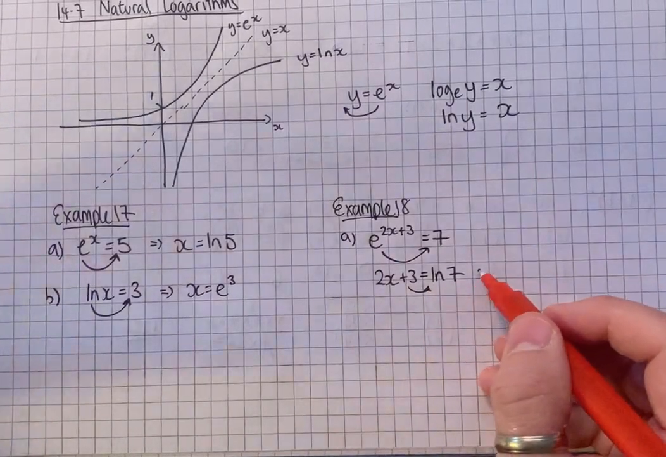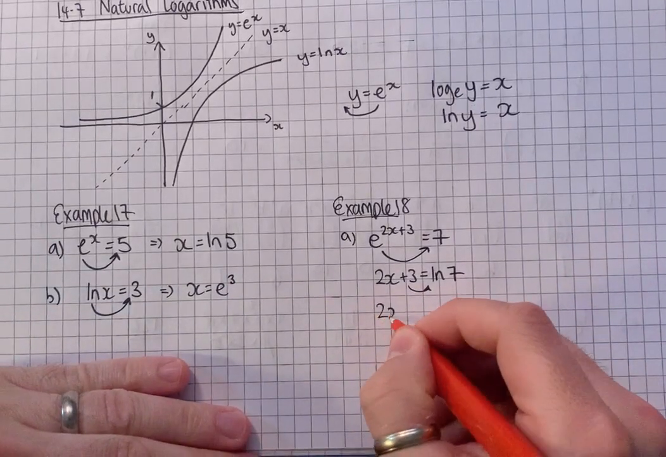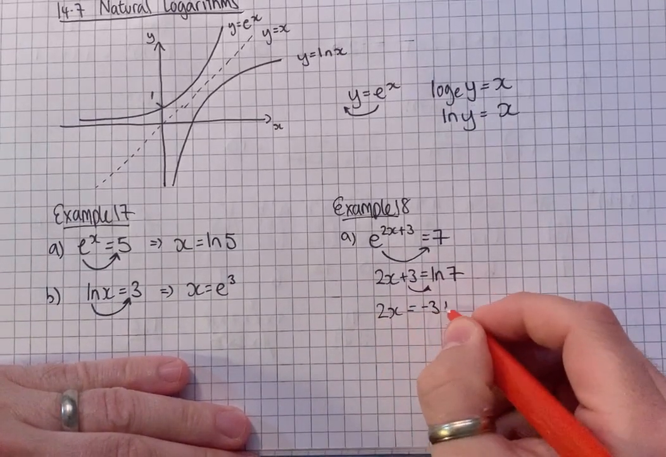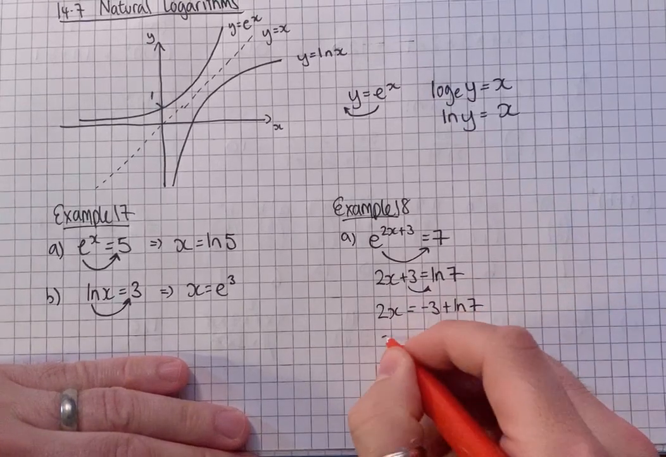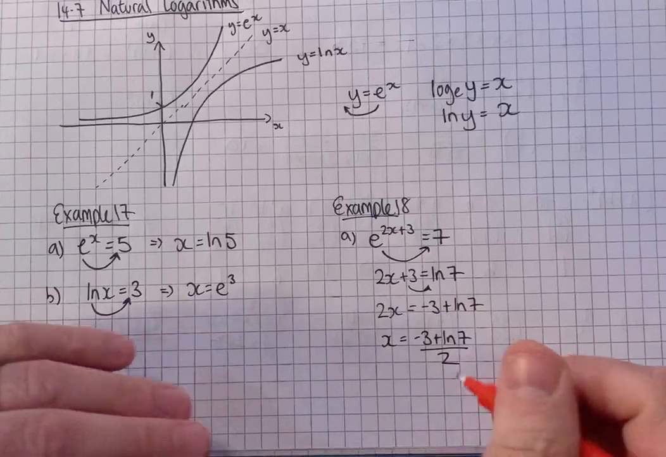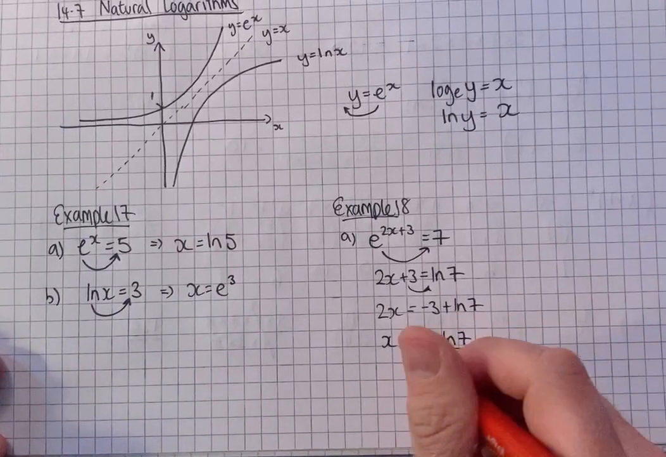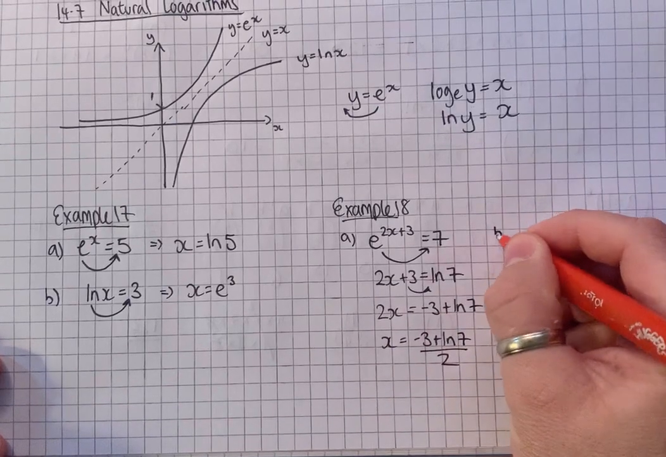You can put the minus 3 at the end, but the danger is then you're going to write ln 4 minus 3 over 2 wrongly. So let's put the minus 3 at the front, and then divide by 2. Now you can get an approximate by putting it into the calculator, but it wanted exact form, so you leave it like that. And then B.